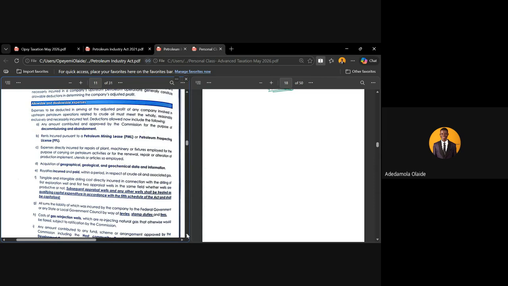Then, any amount that is contributed to any fund, scheme, or arrangement approved by the commission. And you know, when we keep mentioning commission here, we are referring to Nigeria Upstream Petroleum Regulatory Commission. An example of these things are what? Contribution to the host community development trust, the Niger Delta Development Commission, the Environmental Remediation Fund. All of these are allowable. Are we getting it?